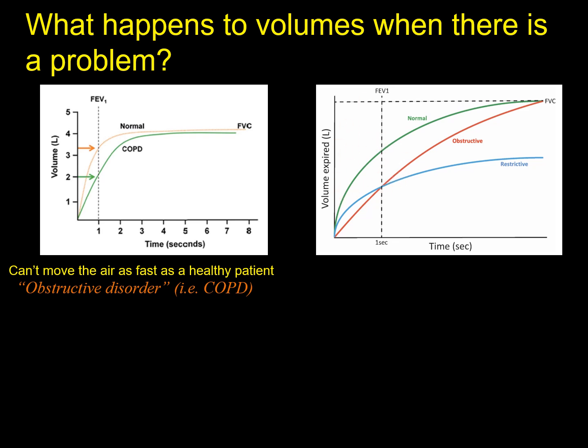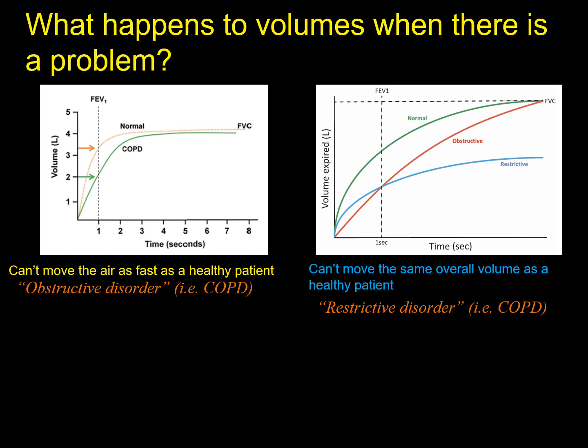to concentration issues. Now let's look at somebody with what we call restrictive disorder, and you can see that they never can achieve the volume. They will never get to that same volume. The volume is reduced, so they can't move the same overall volume. It's not a function of time. Time doesn't matter. You can see that the FEV1 is an issue, but that's neither here nor there. We're talking about overall volume in this case. All right, this is known as a restrictive disorder.